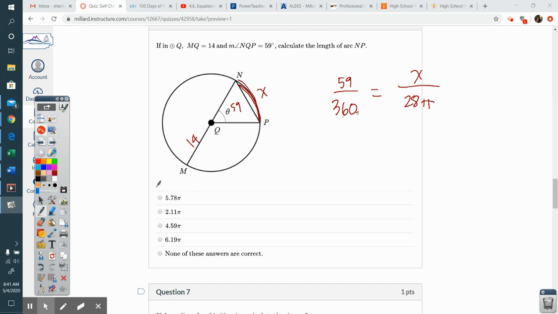So look at your answers first to see if they want you to leave it in pi or in a decimal. So if you leave it in pi, you just do 59 times 28 divide by 360 and then just write pi next to it. So it's not difficult. You just need to look ahead at your answers first. So 4.58, or 59, excuse me, is what I have right here. It's 59 when you round. Okay.